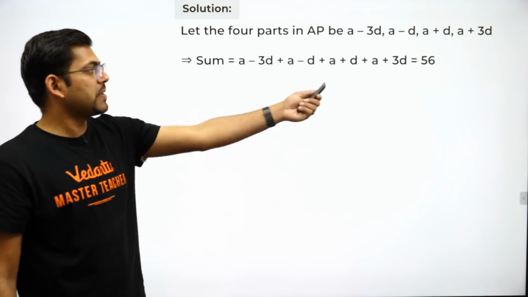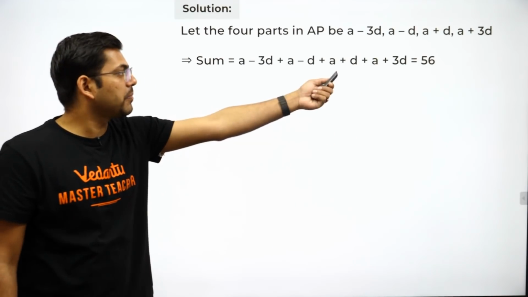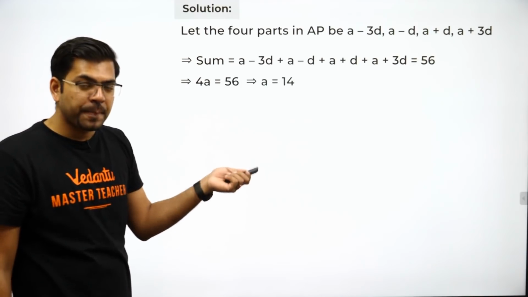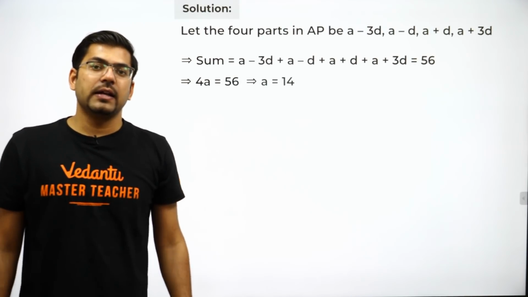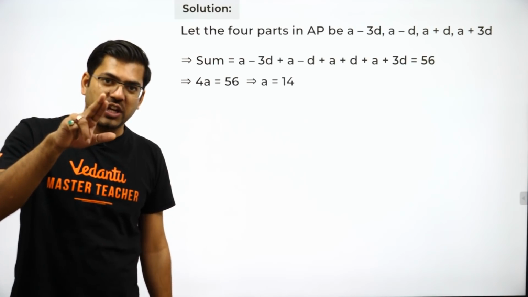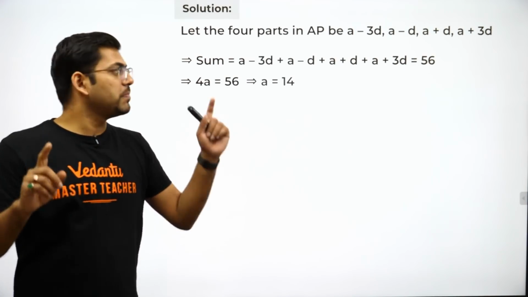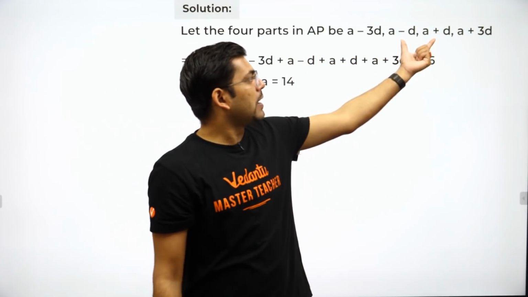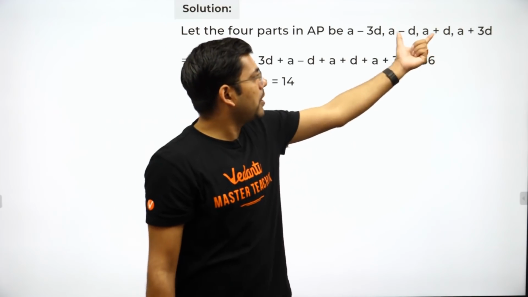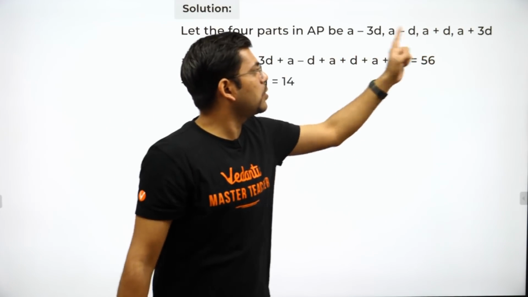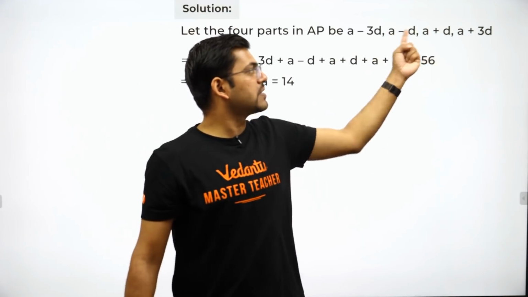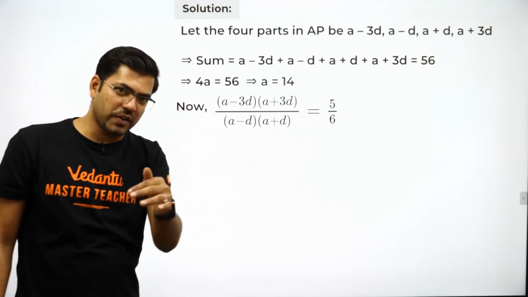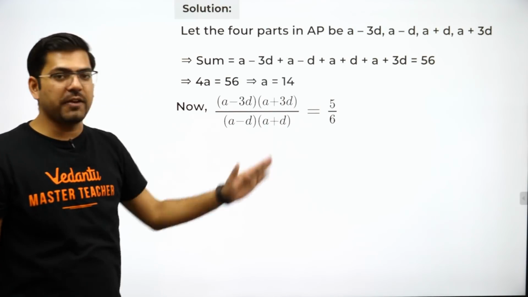Their sum is given as 56, so I have made them equal to 56. Now, the value of A would be nothing but 14. The second part said the ratio of the product of their extremes to the product of their means. Extremes means the first and last numbers, and means are the numbers in the middle. So the product of the extremes, A minus 3D into A plus 3D, upon the product of means, A minus D into A plus D, is 5 by 6. It was given in the question.